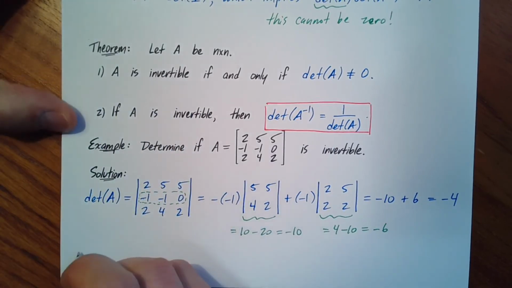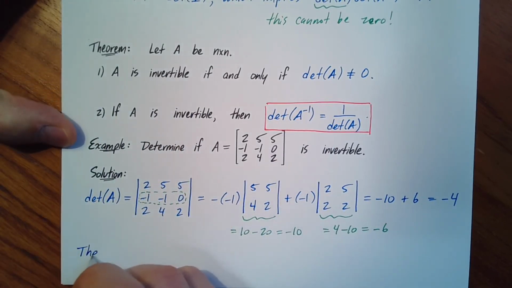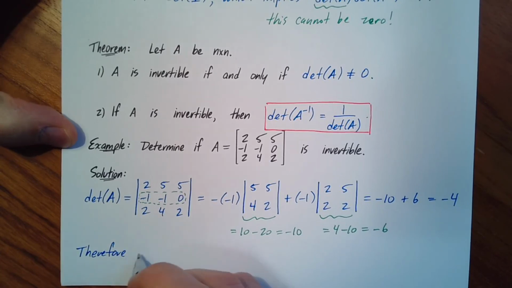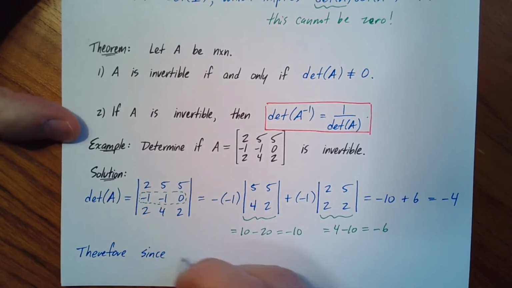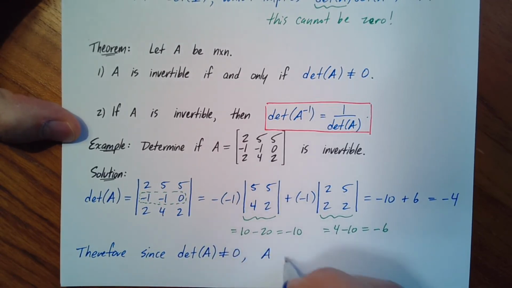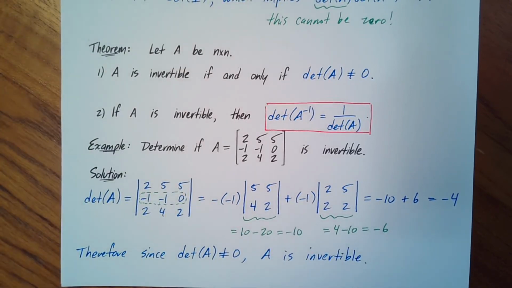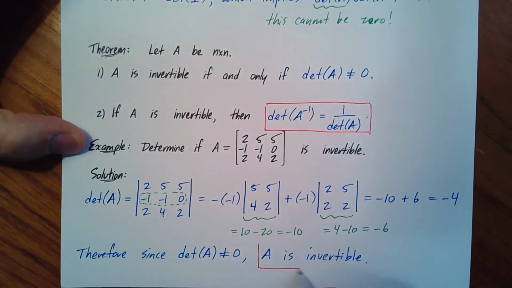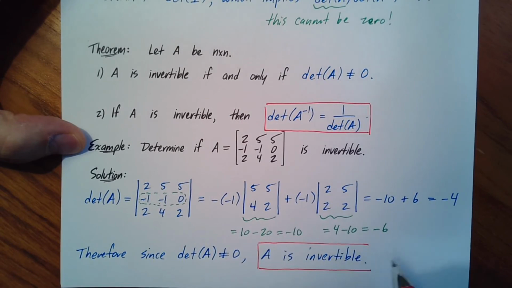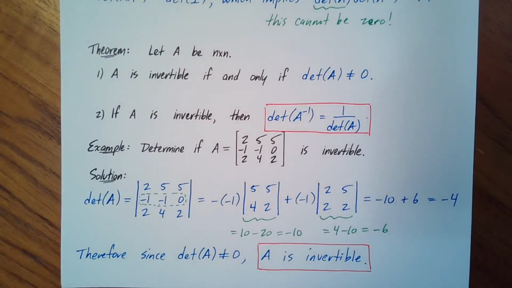So therefore, let's be complete here. Let's say, therefore, since the determinant of A is not equal to 0, A is invertible. And then since we were asked to determine whether this matrix was invertible or not, let's put a box around that portion of our answer because that's pretty important. And so that's how you can use determinants to find out whether a matrix is invertible or not.